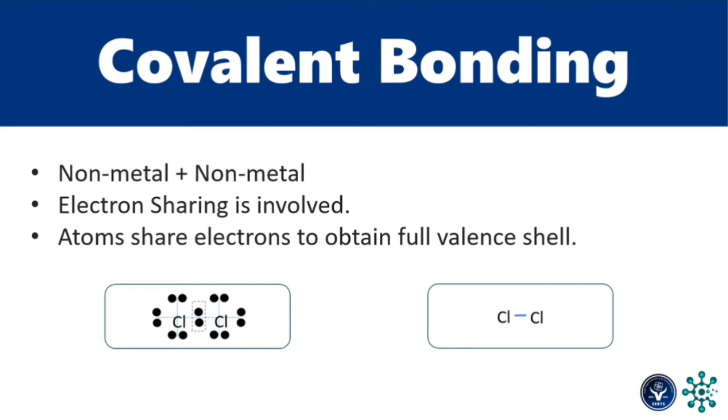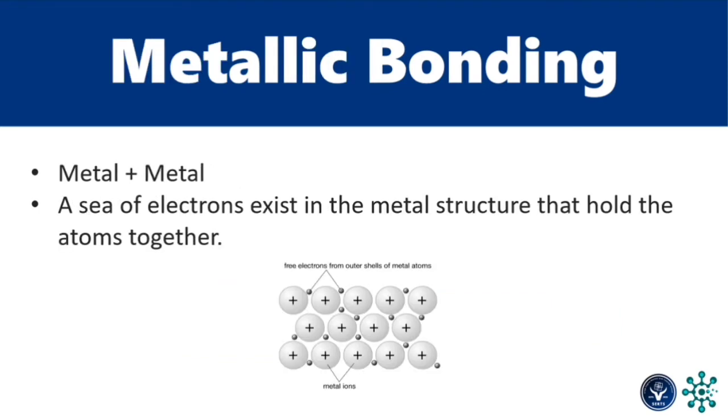This is a single bond. A single bond contains 2 electrons. Therefore, a double bond is equivalent to 4 electrons. A triple bond is equivalent to 6 electrons. Lastly is metallic bonding. It exists between metals. Here, a sea of electrons exists in the metal structure. These are the free electrons, which are responsible for the strong structure of metals.